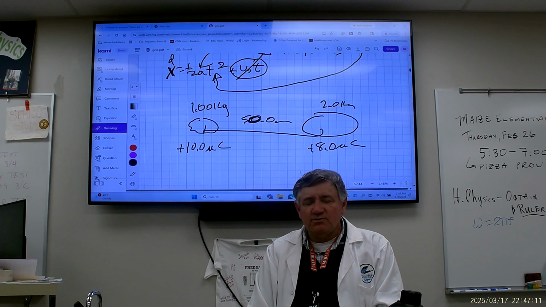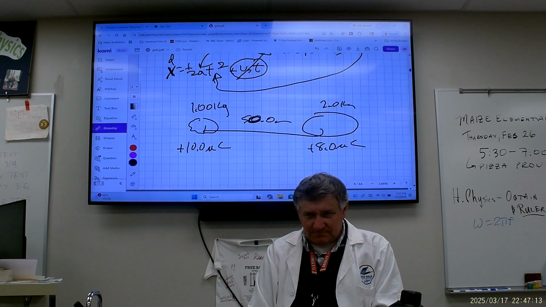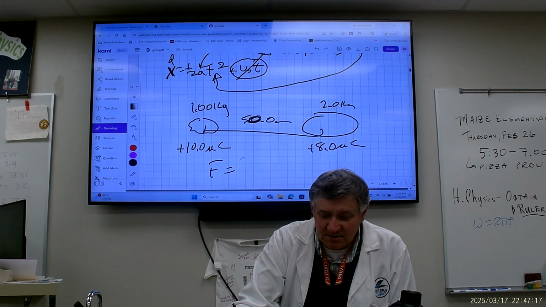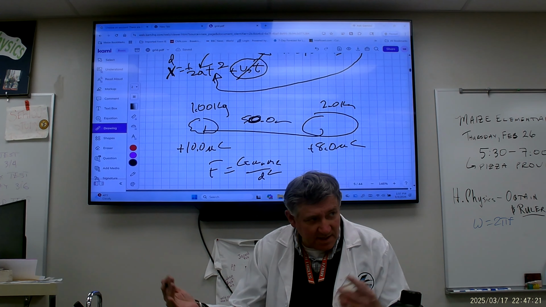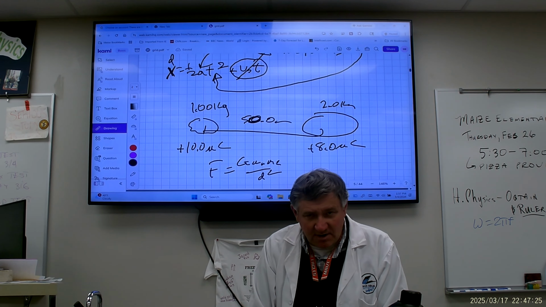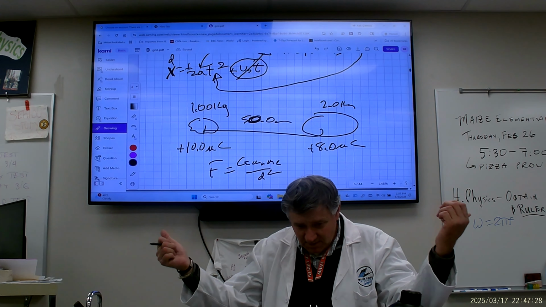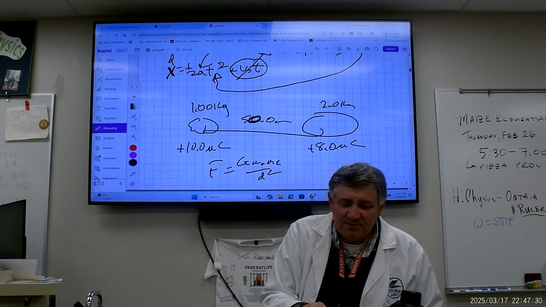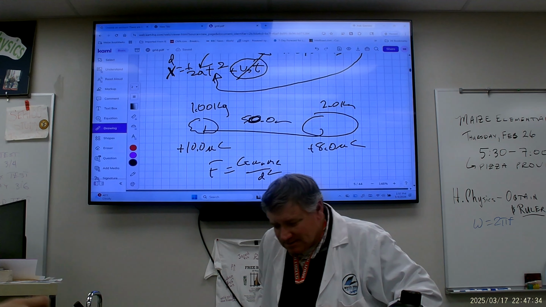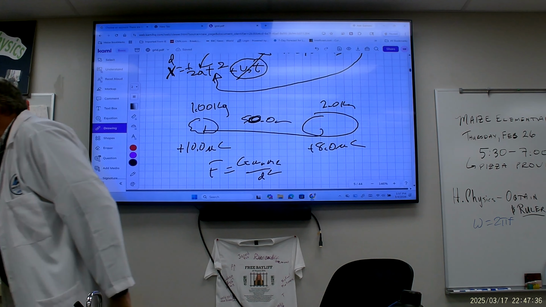So what two considerations do you have? Gravity. Going old school, F equals big G, M1 M2 over R squared, and that is only attractive. They're both positively charged, so the electric force is repulsive. The difference between those two is your net force.